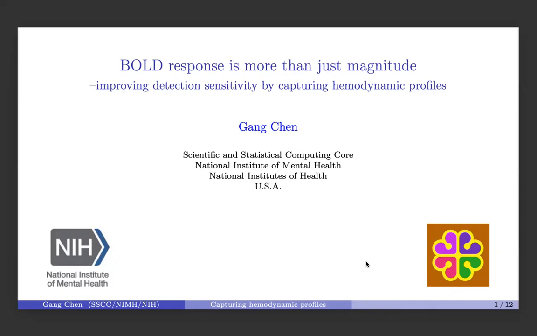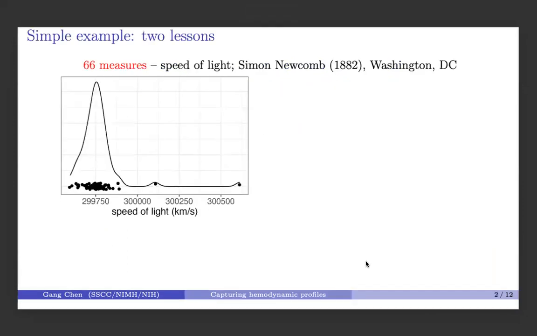In this talk, I'm going to discuss how to improve detection sensitivity by estimating hemodynamic response shape instead of adopting the canonical HRF. Let me start with some data unrelated to fMRI. We have 66 data points for the speed of light. As you can see by the histogram, most of the data points are clustered, but there are two outliers. How do we estimate the speed of light with those 66 data points?